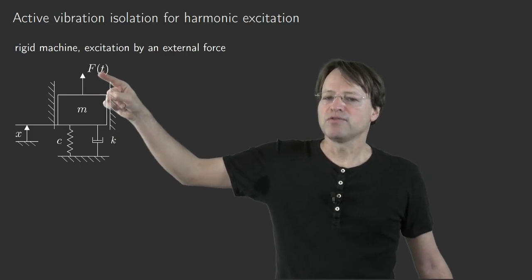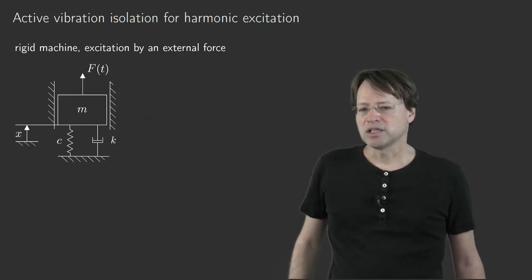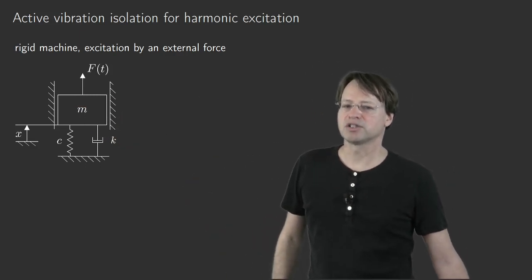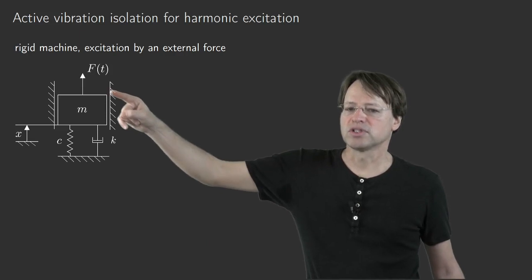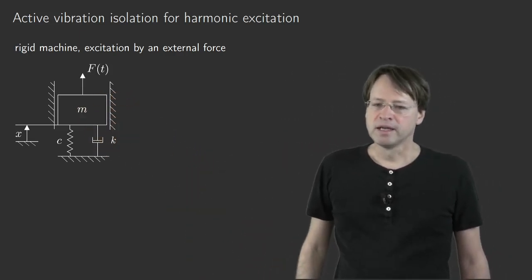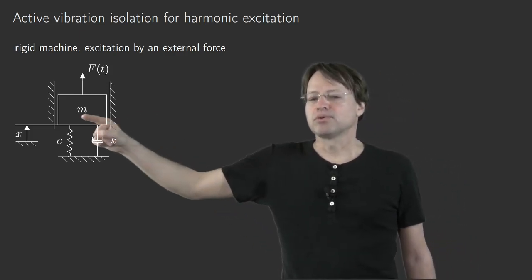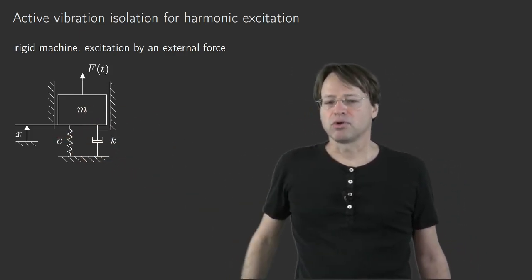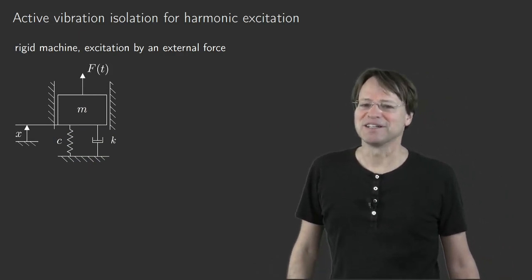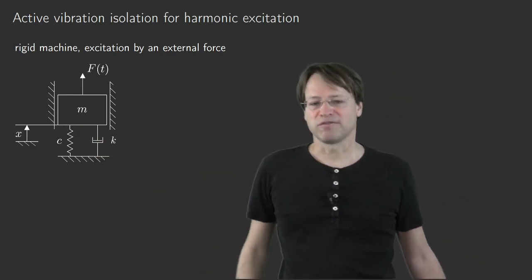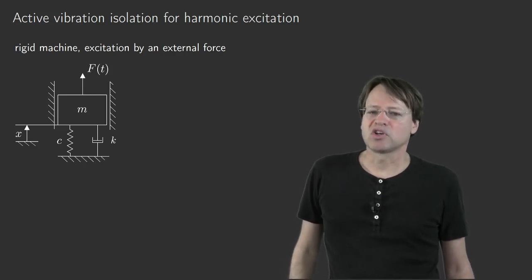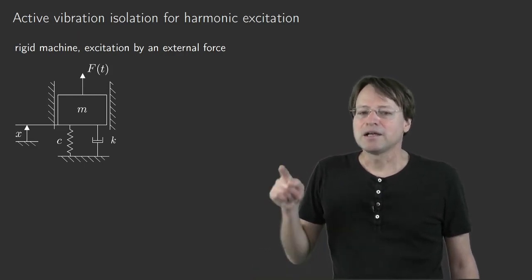The force is a harmonic force, and here in that example it acts directly on the mass. So we have an excitation by an external force, and that external force is applied directly on our machine, so on our rigid block of mass. In a first step, I would like to compute the displacements of that rigid block of mass, and by compute, I would like to repeat what you know already about the displacements of that rigid block of mass from engineering mechanics 3 and 4.